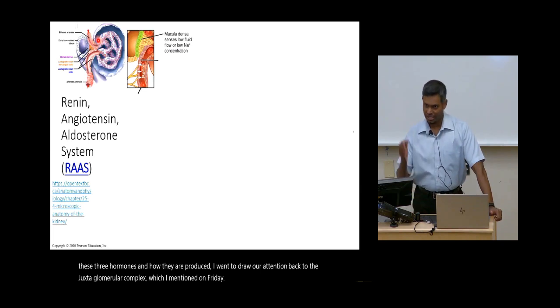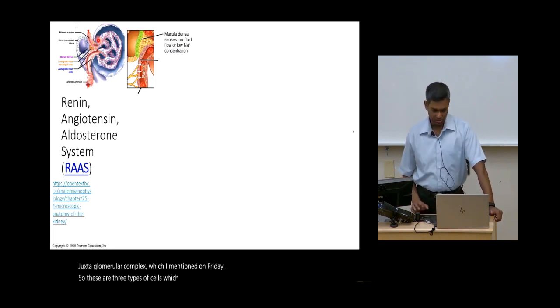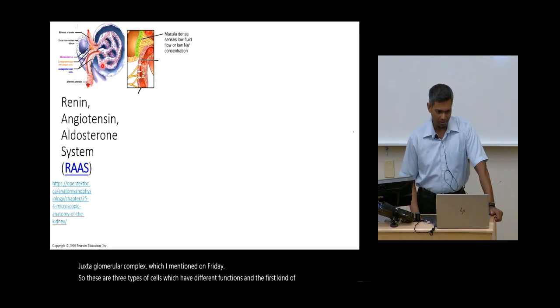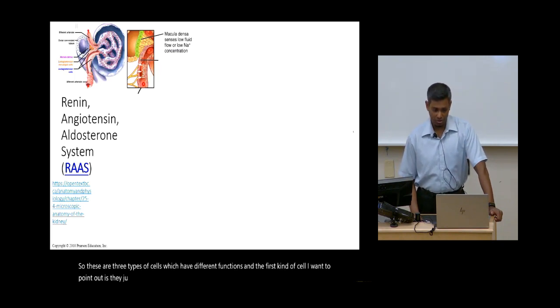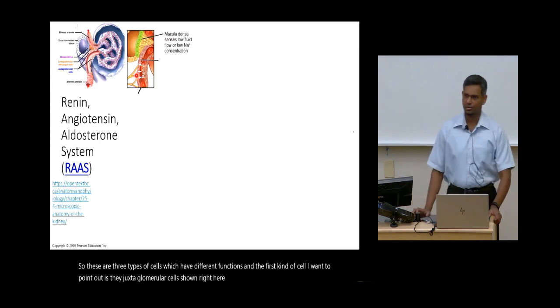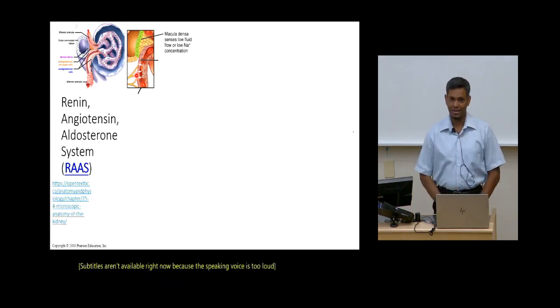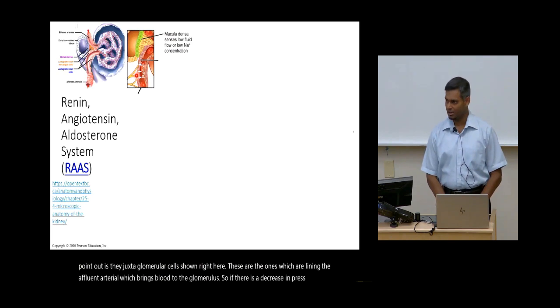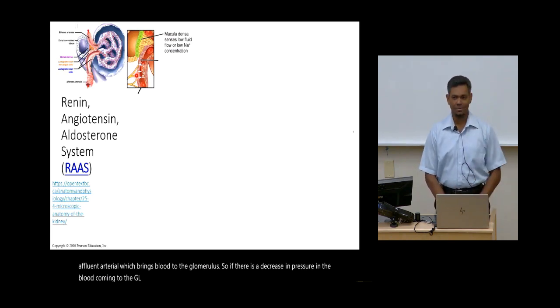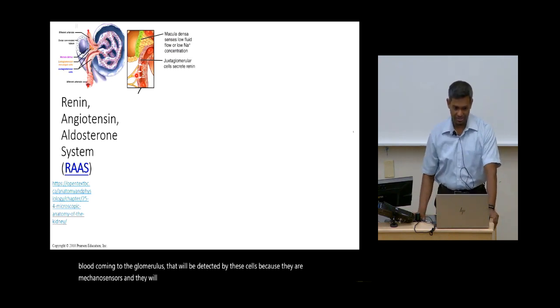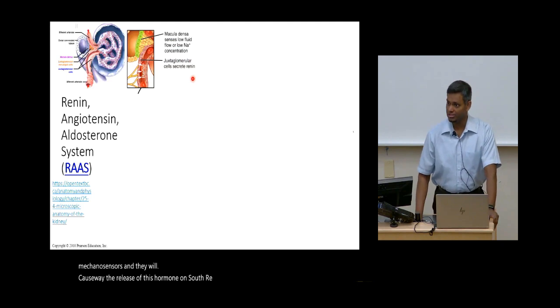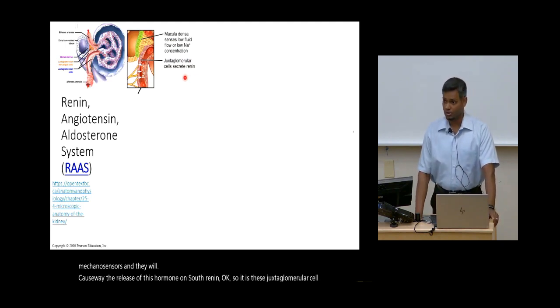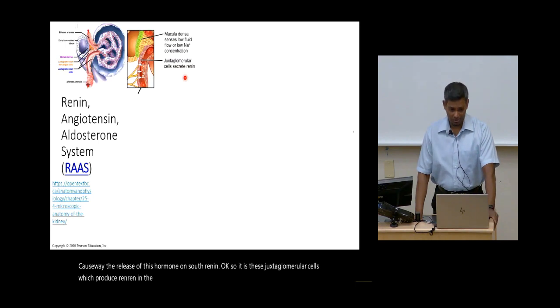So these are 3 types of cells which have different functions. Okay, and the first kind of cell I want to point out is the juxtaglomerular cells shown right here. These are the ones which are lining the afferent arteriole, which brings blood to the glomerulus. So if there is a decrease in pressure in the blood coming to the glomerulus, that will be detected by these cells because they are mechanosensors, and they will cause the release of this hormone known as renin. Okay, so it is these juxtaglomerular cells which produce renin in the nephron.